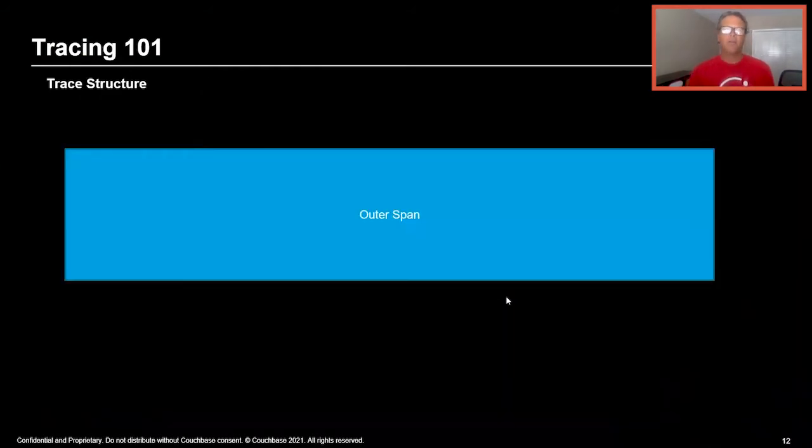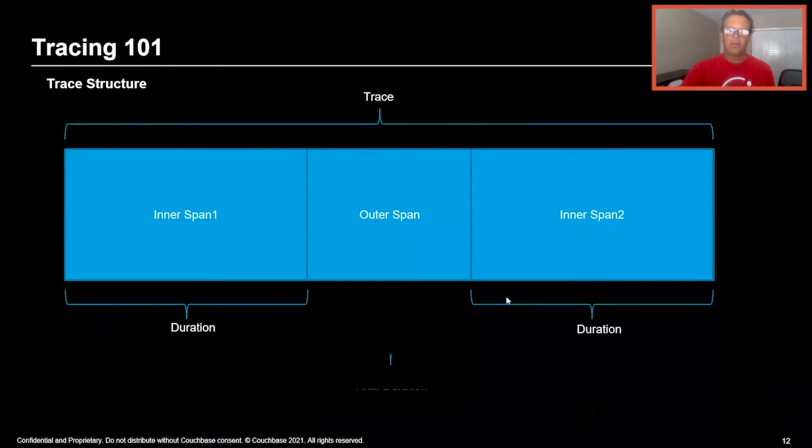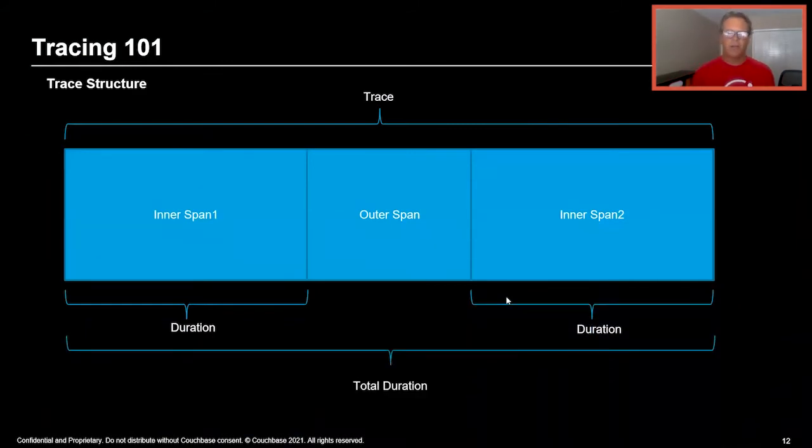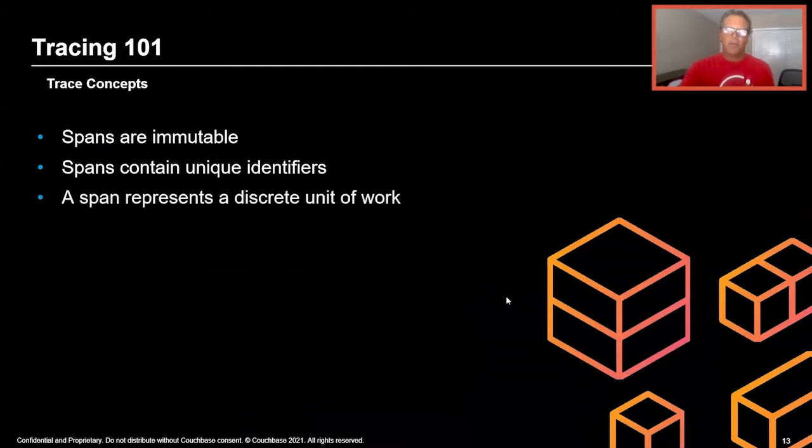So what's the structure of a trace? So a trace is a root outer span with one or more inner spans, or child spans. Each span has its own duration that is captured, and the sum of all is the total duration. Spans are immutable. They contain unique identifiers that allow us to do correlation. A span represents a discrete unit of work through your system.